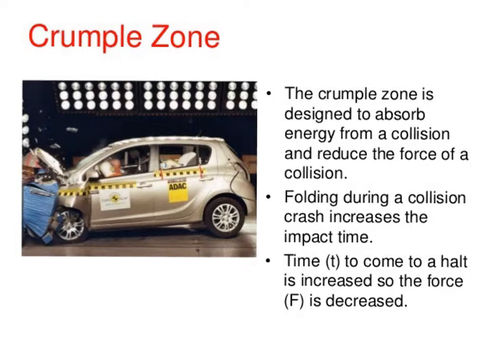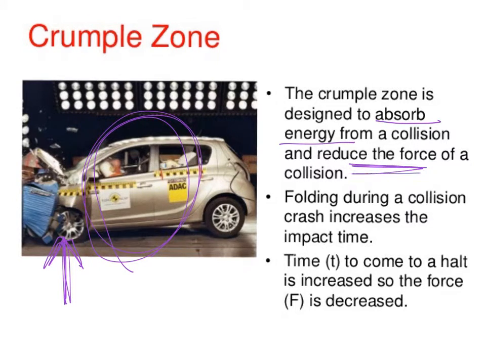So another example of a crumple zone. Okay, we have the crumple zone in the front of the car. We have the passenger area remaining intact because the crumple zone absorbs the energy from the collision and reduces the force. Folding of the car increases the impact time. And as the amount of time is increased, the force is decreased.